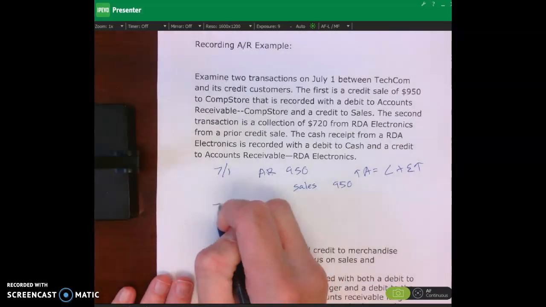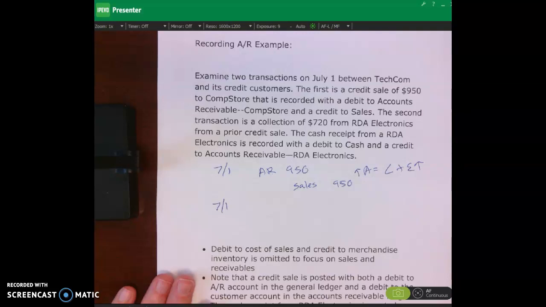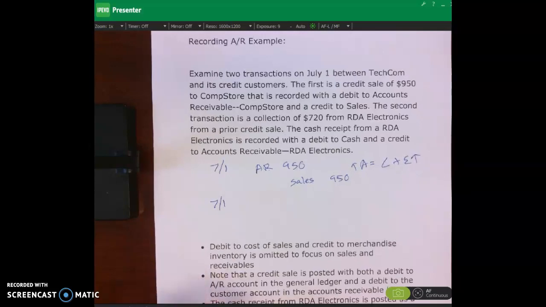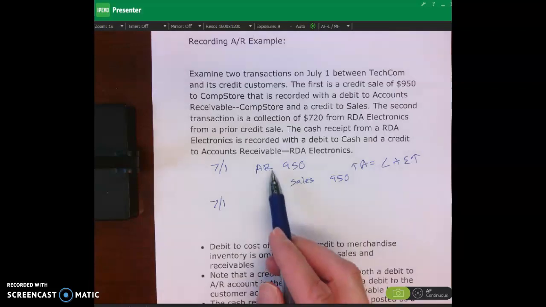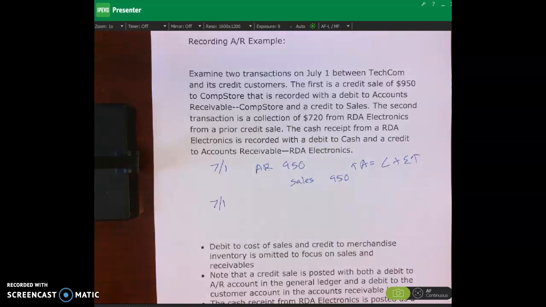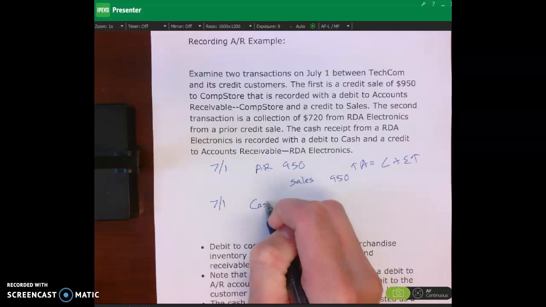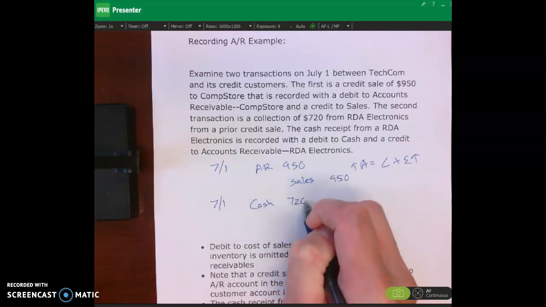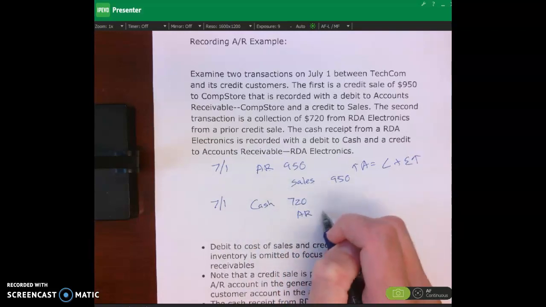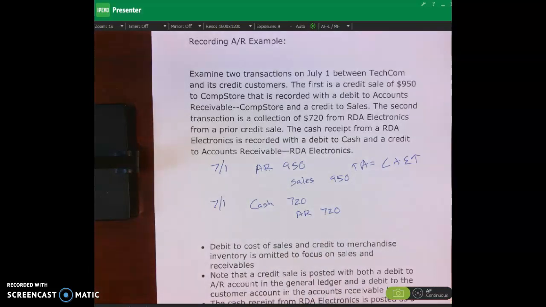All right. Then we got paid by our customer RDA Electronics. What is the journal entry? Whenever we see we got paid, what do we always debit? If you said cash, you're right. We debit cash. And then we don't have as much accounts receivable, right? So we have to credit accounts receivable. So we debit cash for our 720, and then we credit AR, accounts receivable, 720.